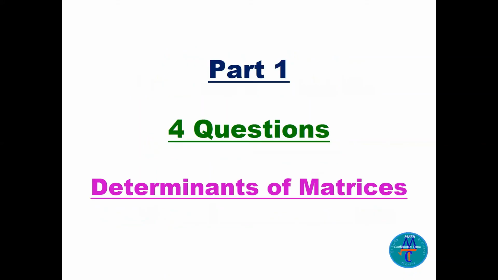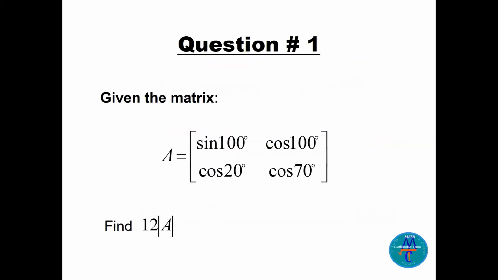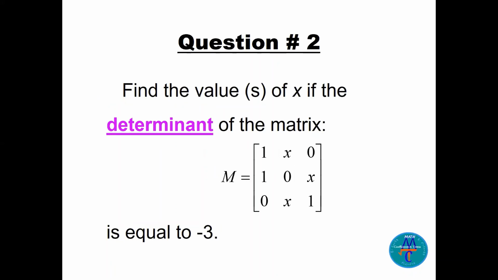This is part 1, 4 questions. So this is question number 1. Given a matrix A 2 by 2 that has sines and cosines, and we need 12 times the determinant of A. Try it. This one, let's find the value of the x if the determinant of this matrix M is equal to -3.